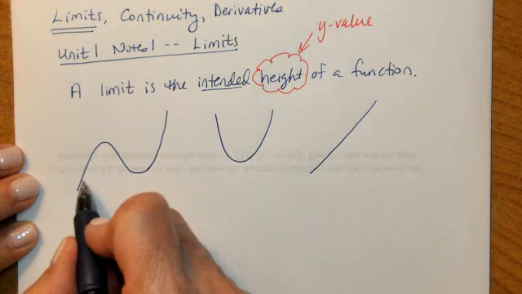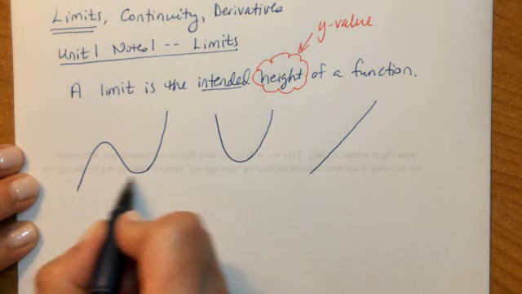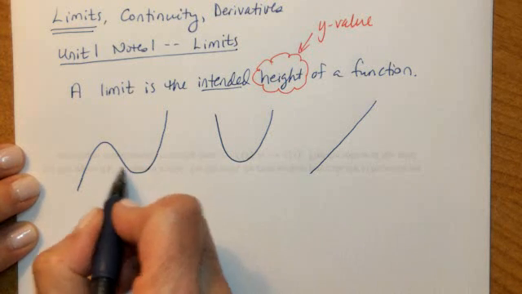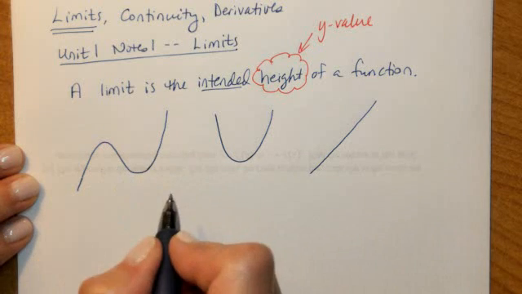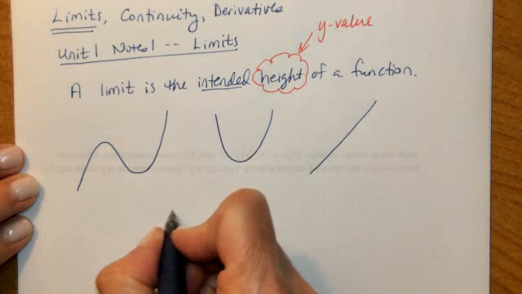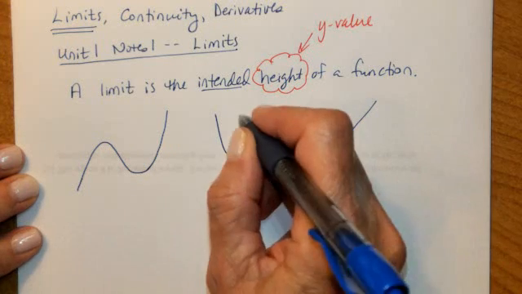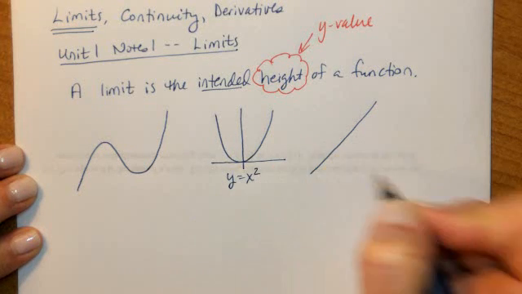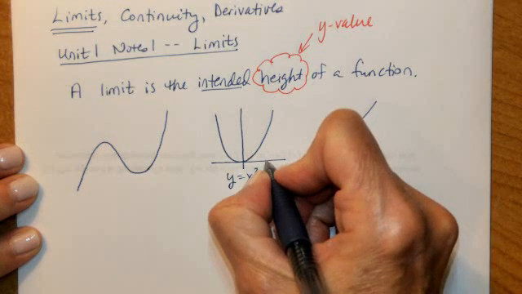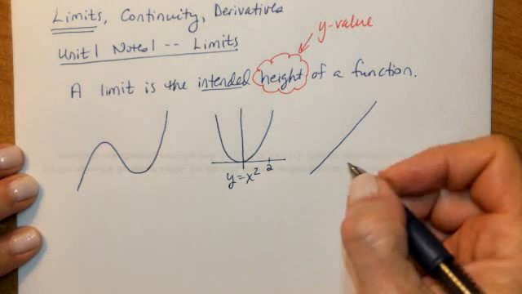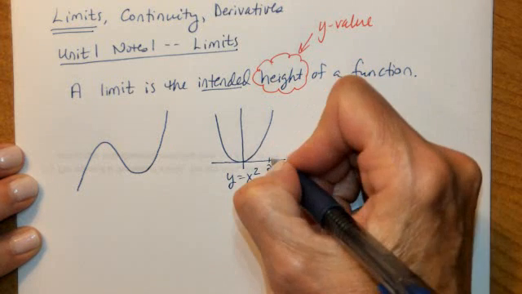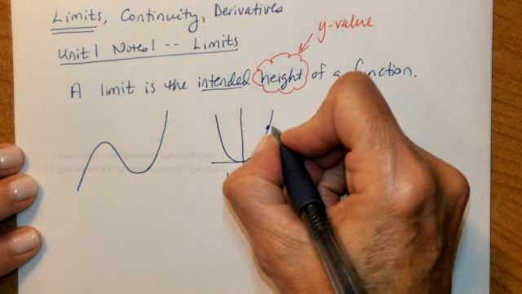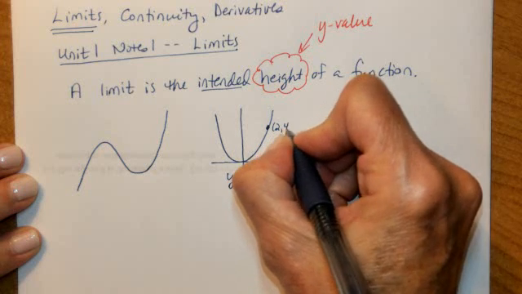Okay, as x goes from left to right, the height changes, right? As we change x values, the y values change. So I'm going to take this little parabola and make it our very basic y equals x squared parabola. Let's take the point where x is 2. When x is 2, what does the function want its height to be? We can put 2 in for x. The height is going to be 4. So the height, the y value, is 4, and this point would be (2, 4).